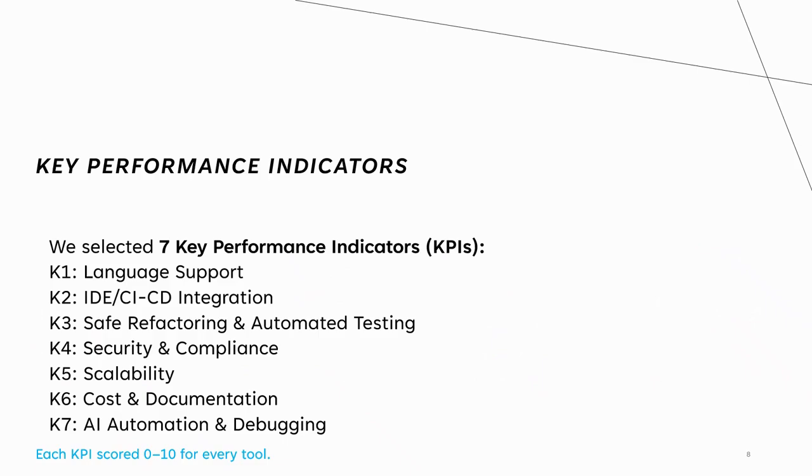These are the key performance indicators, the KPIs, that we selected for building our framework and for tool evaluation. First one is language support. Second one is IDE or CI/CD integration of the AI tool. Then safe refactoring and automated testing, security and compliance, scalability, cost and documentation, and AI automation and debugging. In our framework, as we will see in the next step, each KPI is scored out of 10 for every tool, and it completely depends on how the organization gives the weights and the raw score to the KPIs. We will see this in our framework.